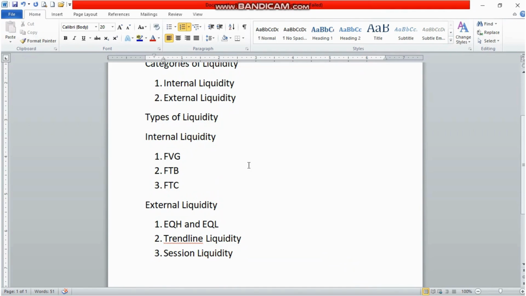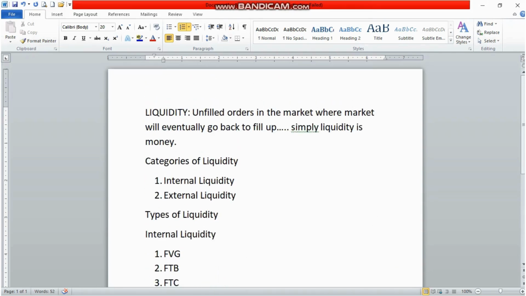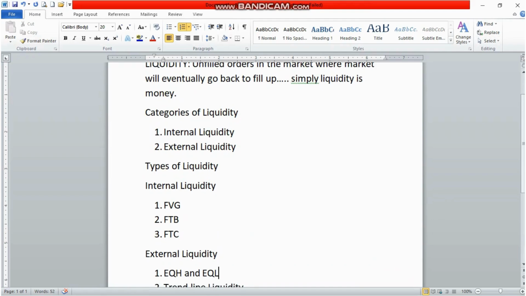So all these are liquidities we can find in the market, right? These are liquidities we can find on a chart. First of all, we understand what liquidity is, right? An unfilled order in the market. The market will just know that a point of liquidity will always attract the market, right?